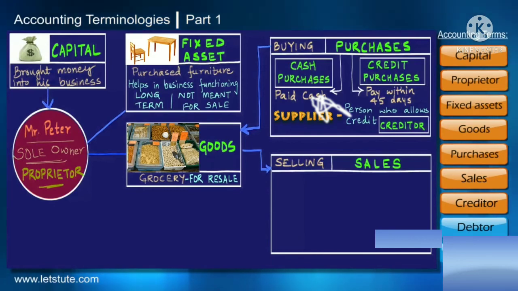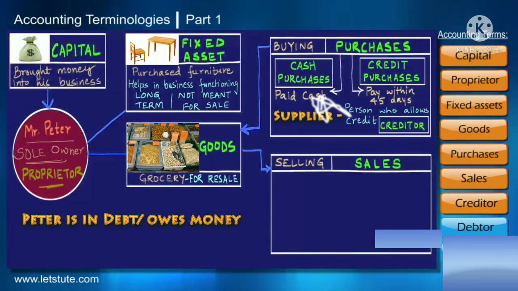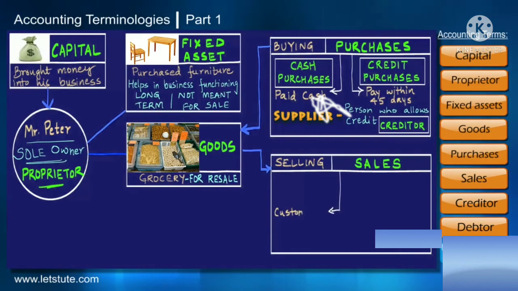And now let's proceed. Paris then started selling grocery. Most customers paid him in cash. For Paris, this will be a cash sale. A customer purchases goods and promises to pay in one month's time. This sale is a credit sale. Here, the situation is reversed.